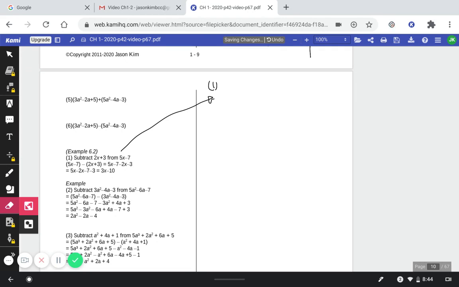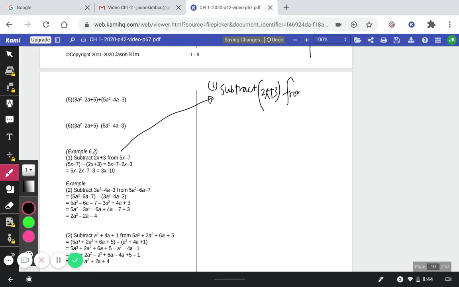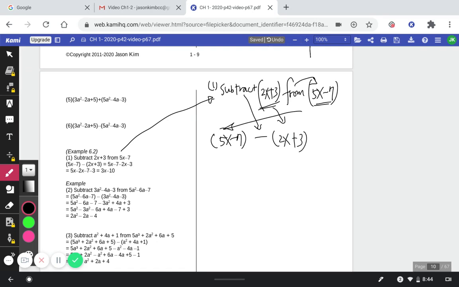So subtract 2x plus 3 from 5x minus 7. You can group each one. So whatever is after from, you write it first. So if I write this expression, it comes down to 5x minus 7, and subtract means minus, and then you write 2x plus 3. So it's like subtraction of two different groups, okay, with a group symbol.